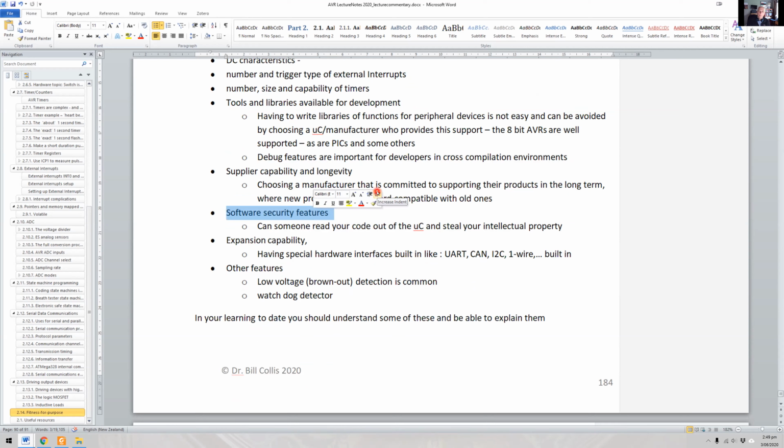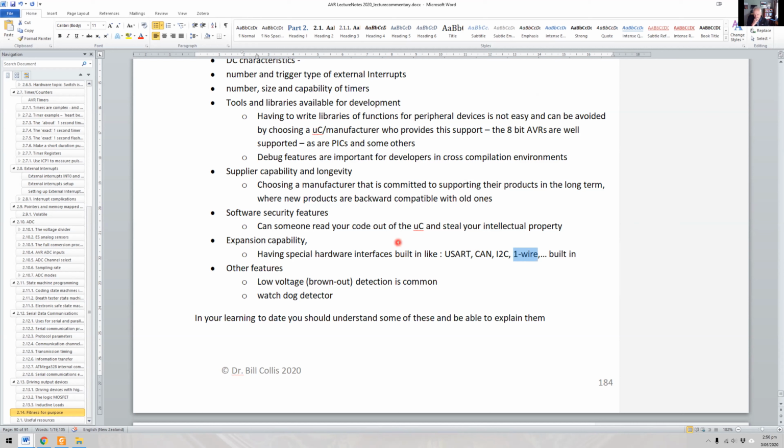Another really important thing is your intellectual property. When you write some software and put it inside a microcontroller, are there features that allow you to protect that code so that no one can read it back from the microcontroller? And the AVRs have this sort of facility. Whether there are other features built into it, like we've got a UART, or in actual fact, of course, a USART, Universal Synchronous Asynchronous Receiver Transmitter, but there are other device types built in, I2C, one wire. Some microcontrollers have these features, some have more features, different features.